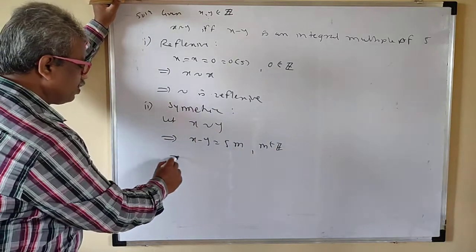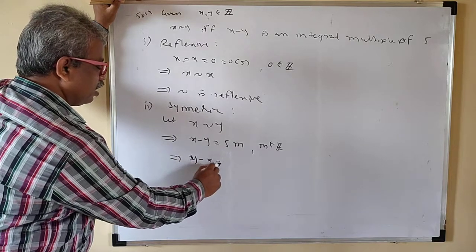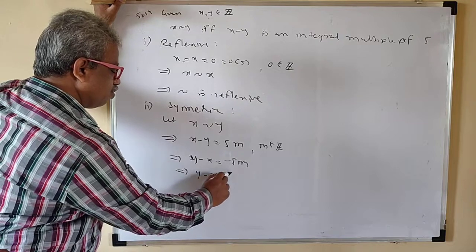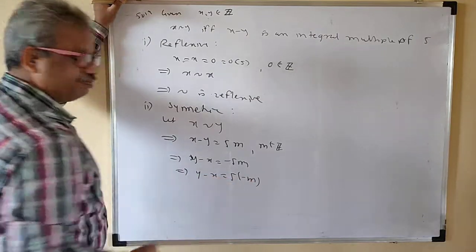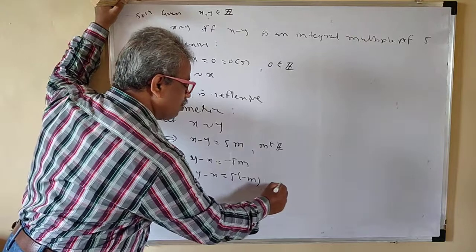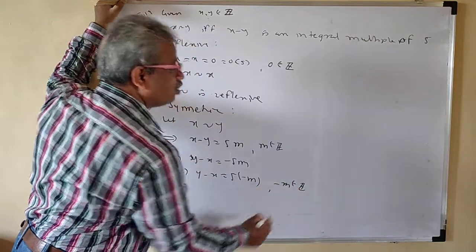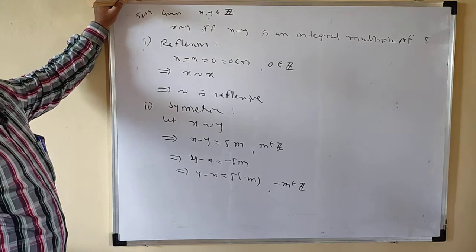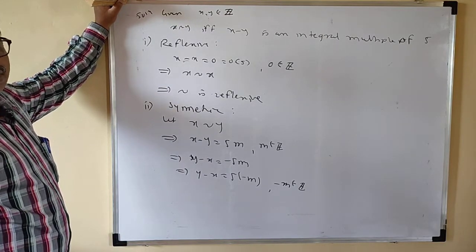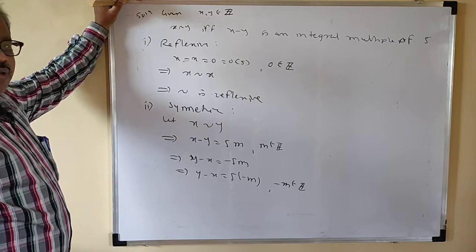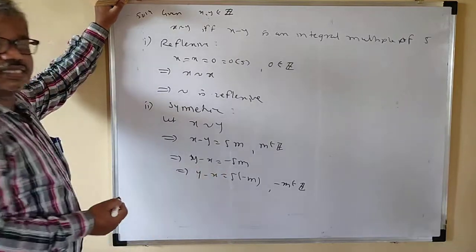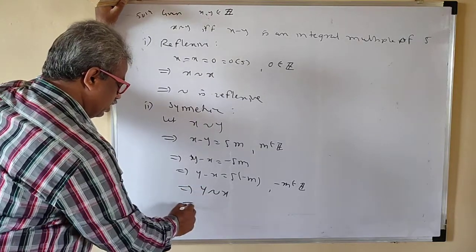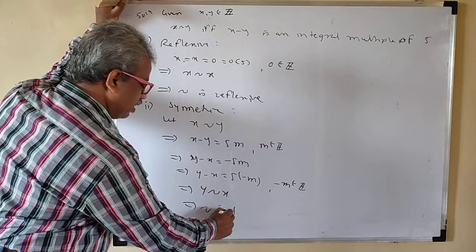Now this implies that y minus x is equal to minus 5m. So y minus x is equal to 5 into minus m. Your m is an integer, so minus m is also an integer, because integers are 0, plus or minus 1, plus or minus 2 and so on. So y minus x is an integral multiple of 5. So this implies that y is related to x, and this implies that the relation is symmetric.